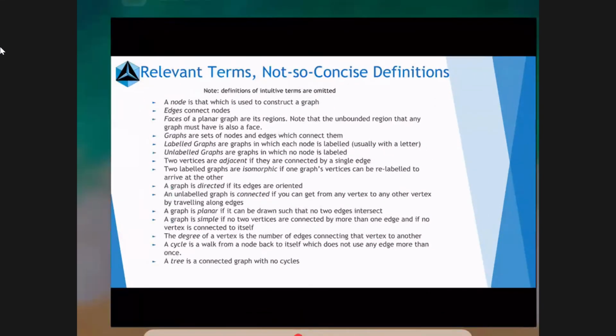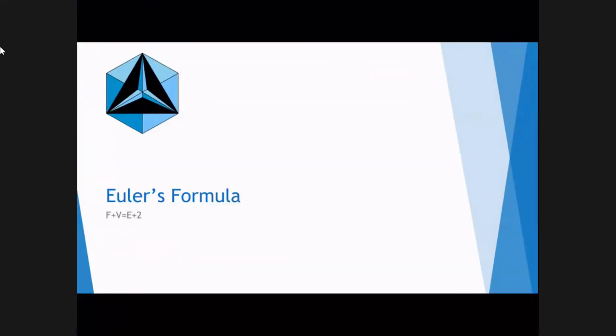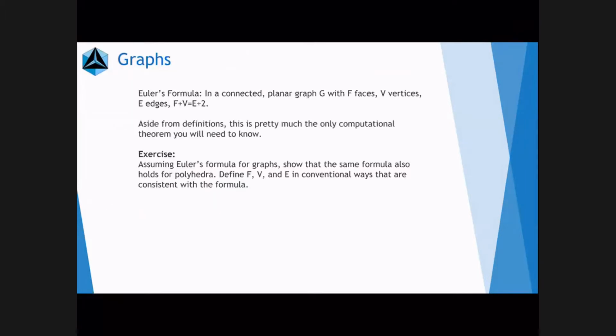computational graph theory. But we also have Euler's formula, which is a very powerful formula. It relates the number of faces, the number of vertices, and the number of edges in a planar graph. It says that in a connected planar graph with f faces, v vertices, and e edges, f plus v is equal to e plus 2. And this is a very important formula.